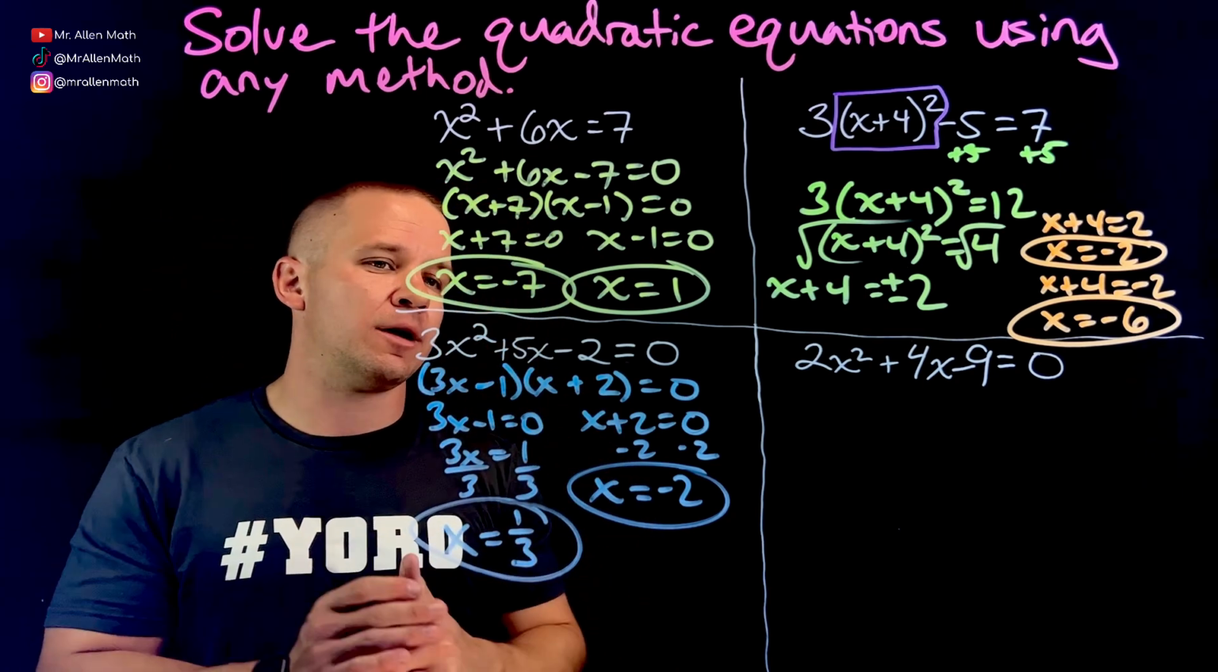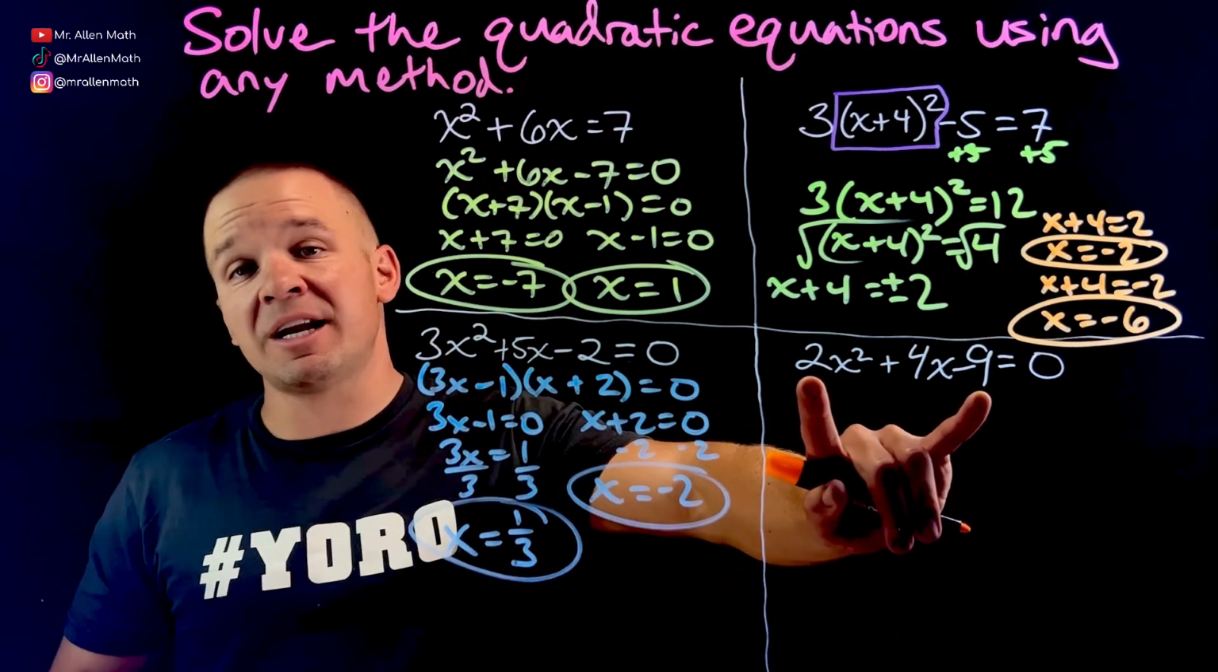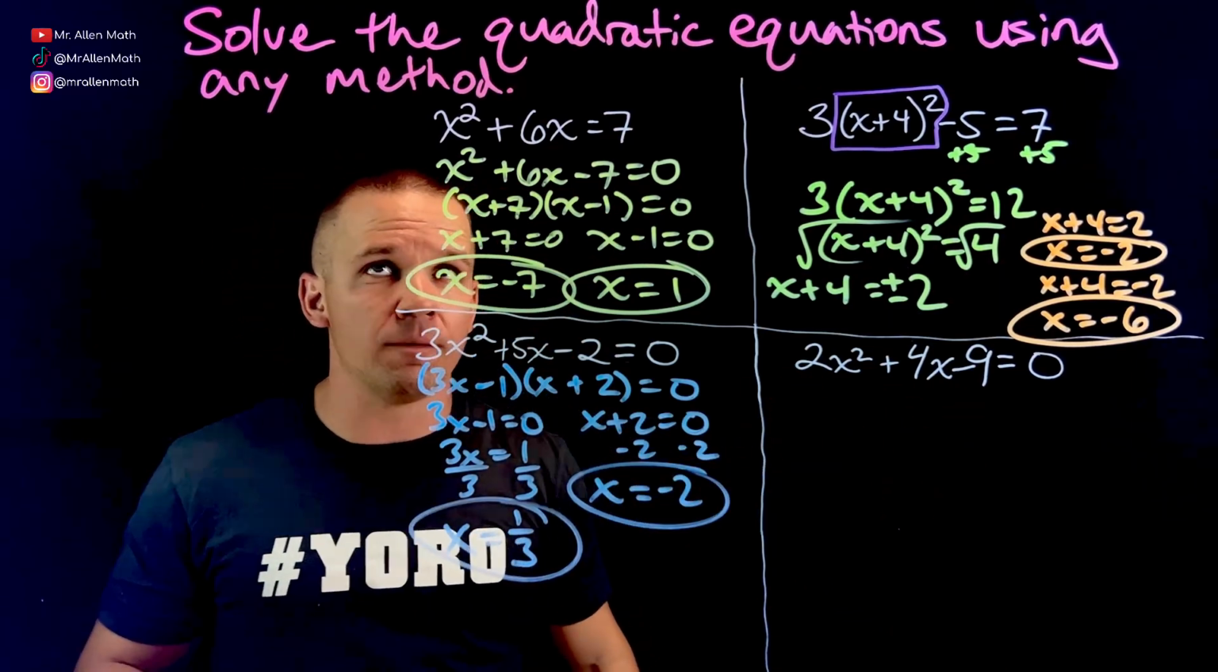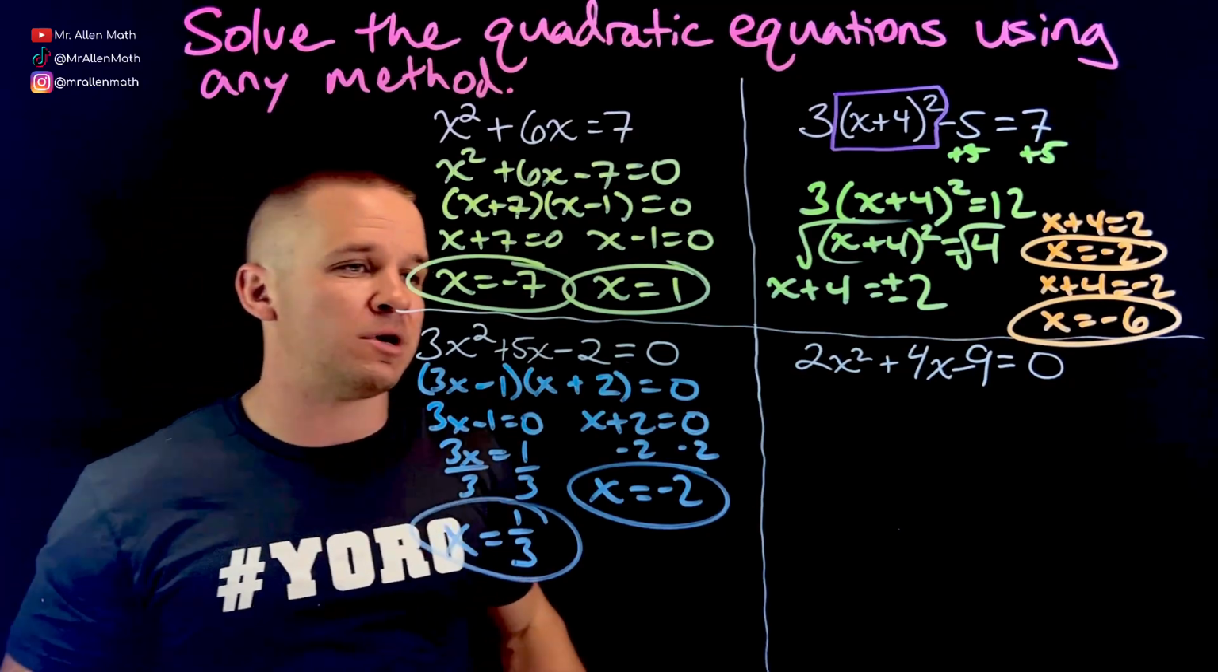All right, next one here. Does anything multiply to -18? 2 times -9 is -18 while adding to 4. I got 1 and 18. I got 2 and 9. I've got 3 and 6. No dice. Quadratic formula it is.